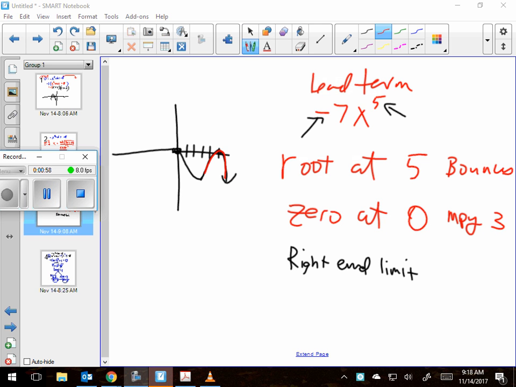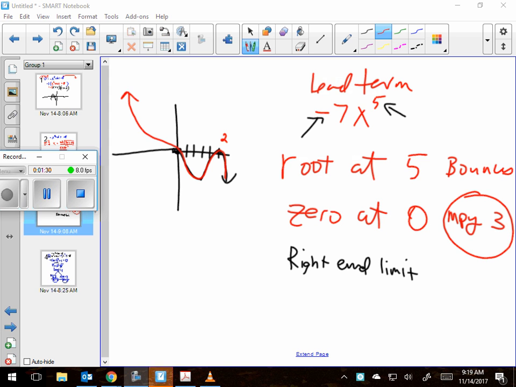It bounced here, and then it's going to go like this. What told you that? Oh, because it bounces at 5. Yep. It bounces at 5. Yep, you're right. So far, that would be a negative 7x cubed. So if this is counting for 2 of my roots, because it's a bounce there, here's the part you're missing.